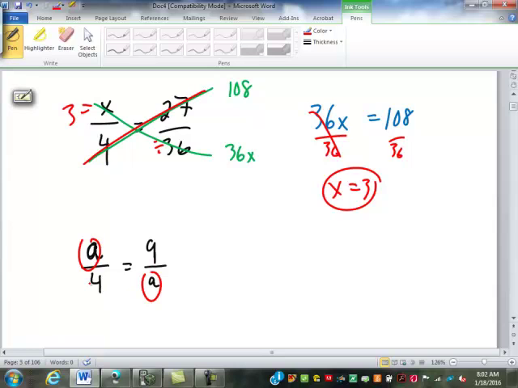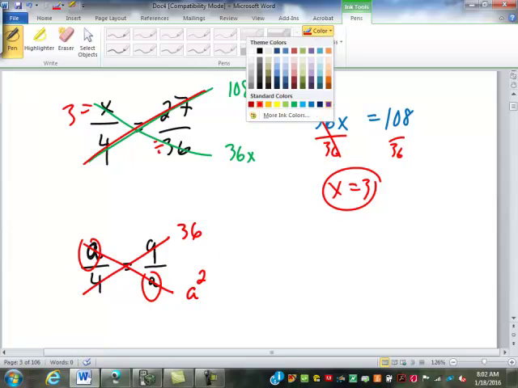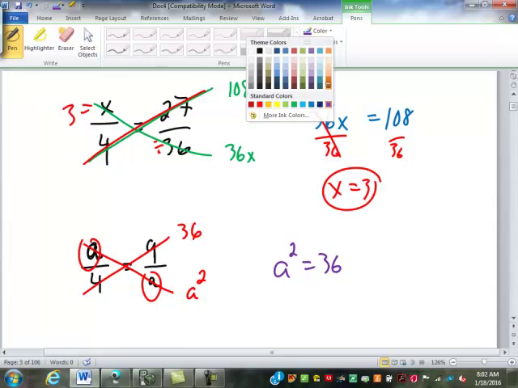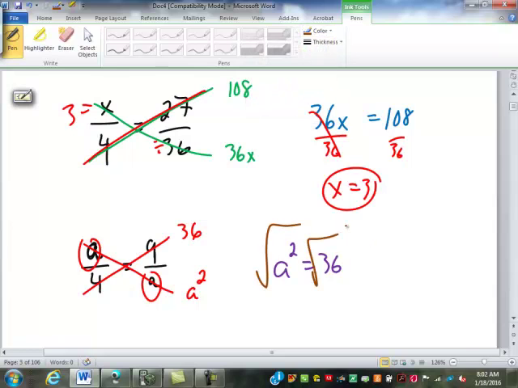But I can just cross multiply. 4 times 9 is 36. A times A is A squared. And so we can set those equal. A squared equals 36. Then we have to square root it. Very good. Now you have to be careful here. A equals 6 or negative 6.